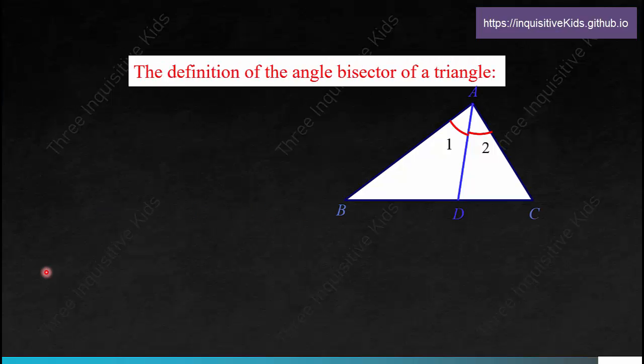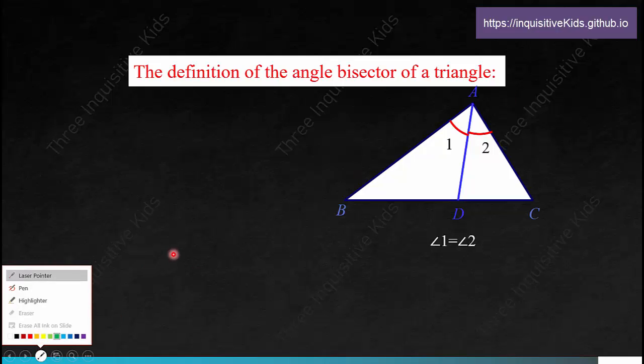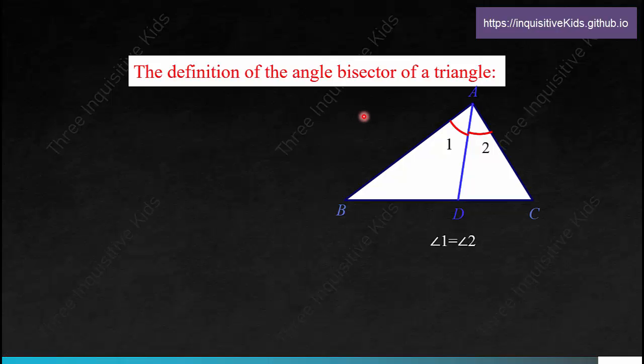So here's a definition of the angle bisector of a triangle. The angle bisector of a triangle right here is AD. And there are multiple angle bisectors in a triangle, just like the median of a triangle. It is not the angle bisector of a triangle, but an angle bisector of a triangle. I want you to notice that.